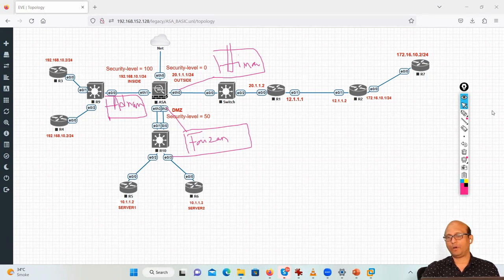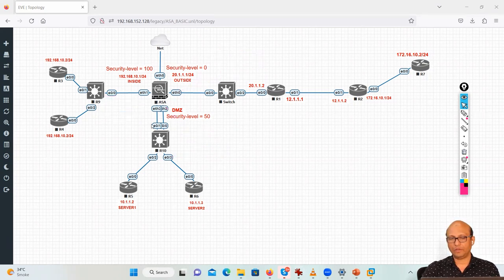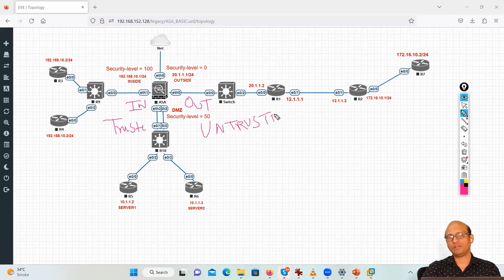So, as per Cisco default naming, the naming is inside, outside and DMZ. If you keep in also, it will work. If you keep out also, it will work. If you keep trusted also, it will work. If you keep untrusted, it will work. So yes, some people like to keep trusted, untrusted. Some people like to keep in, out. And some people like to keep inside and outside and DMZ.